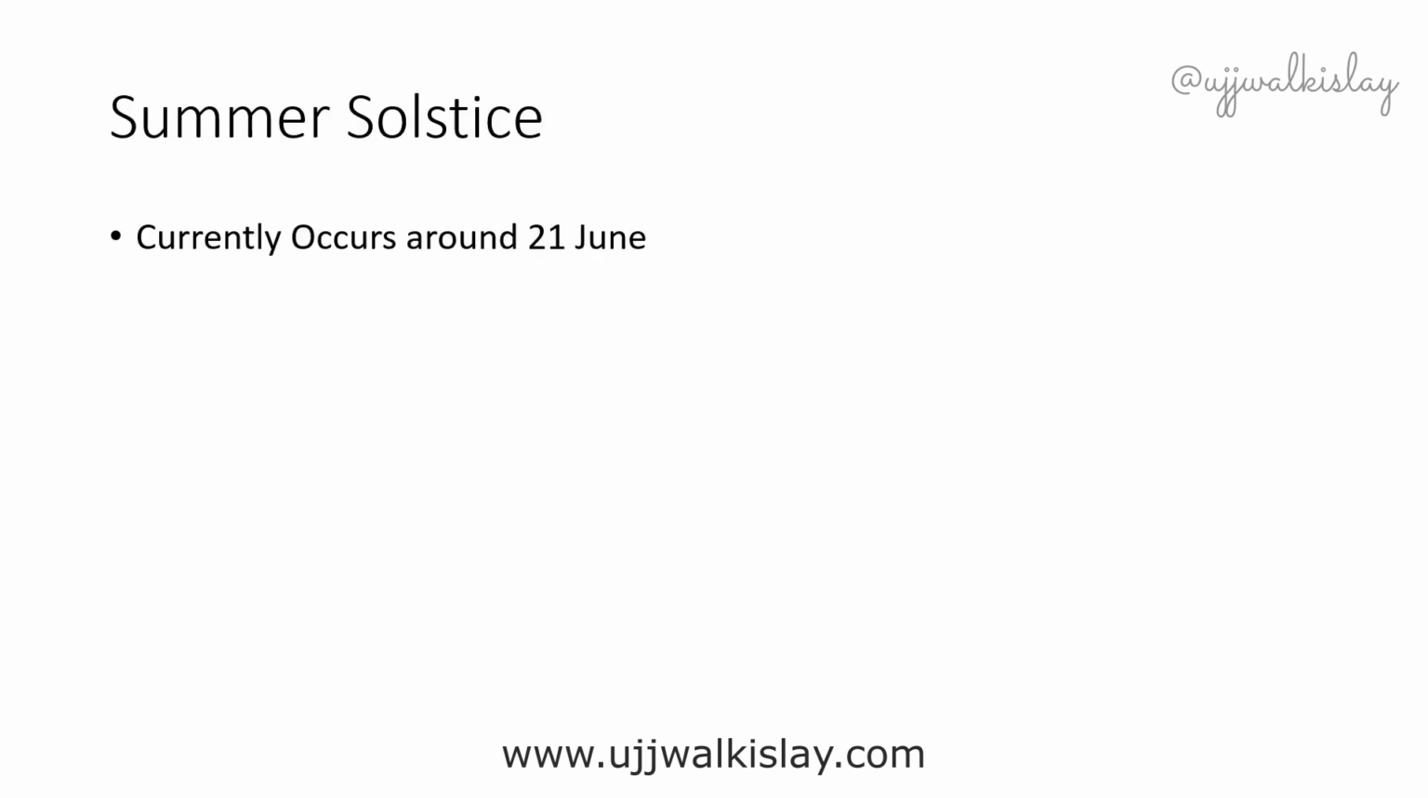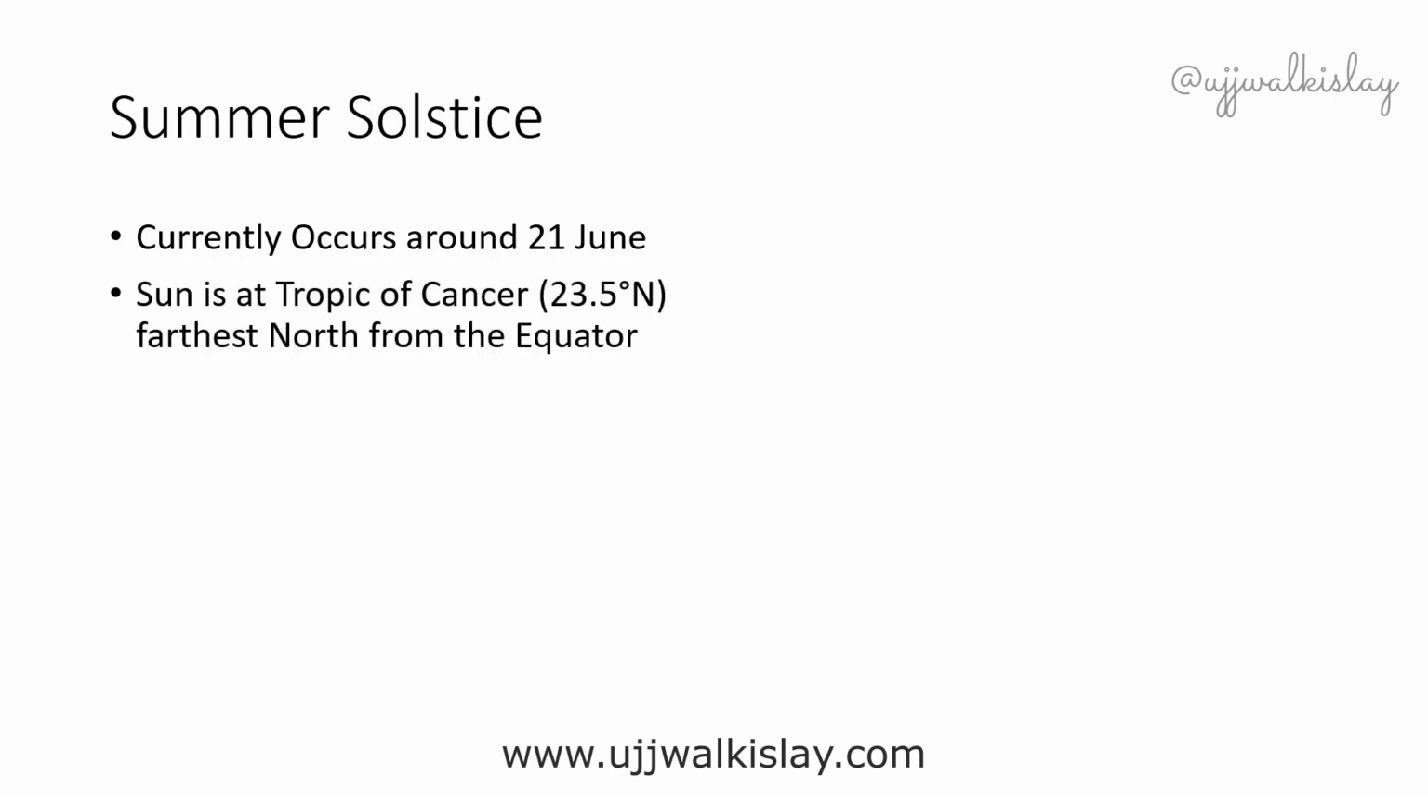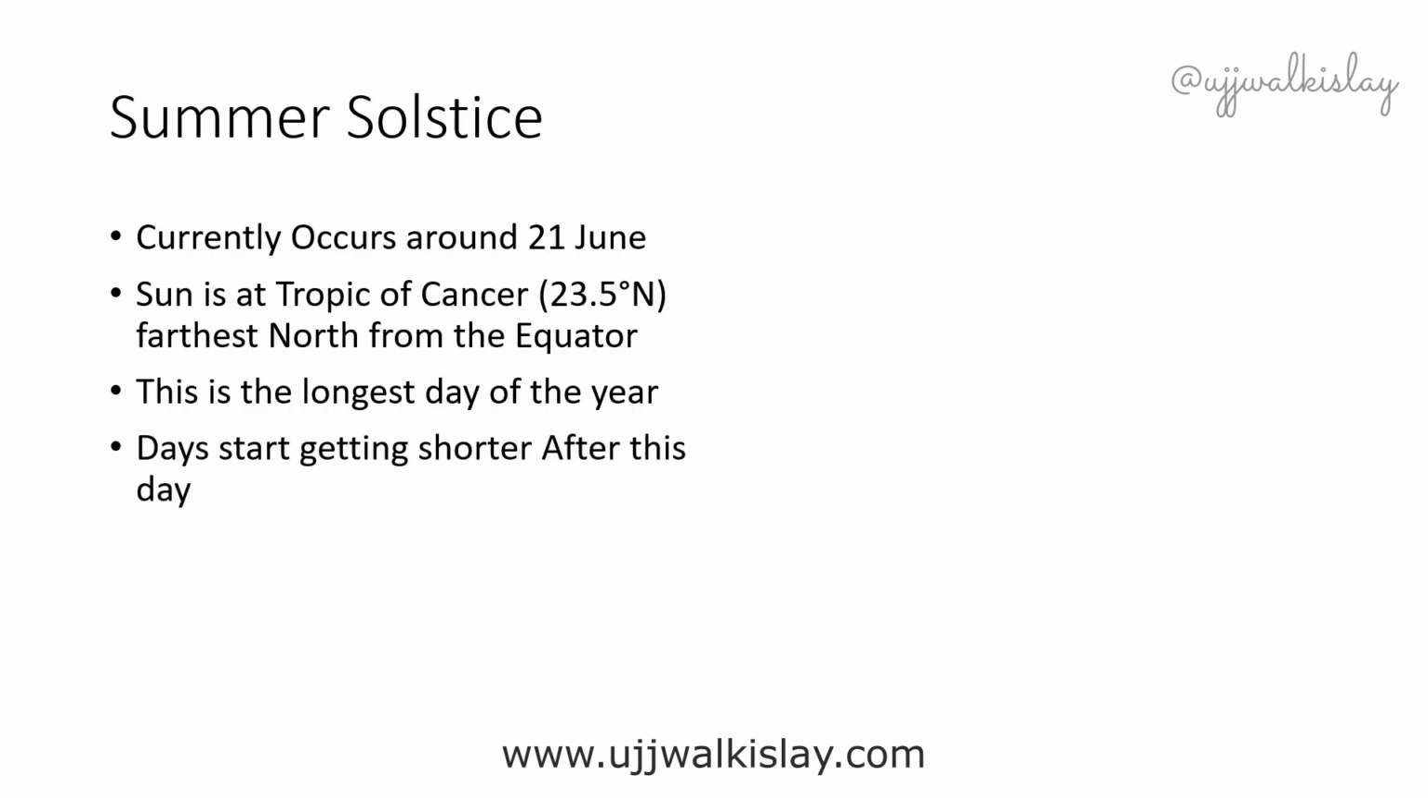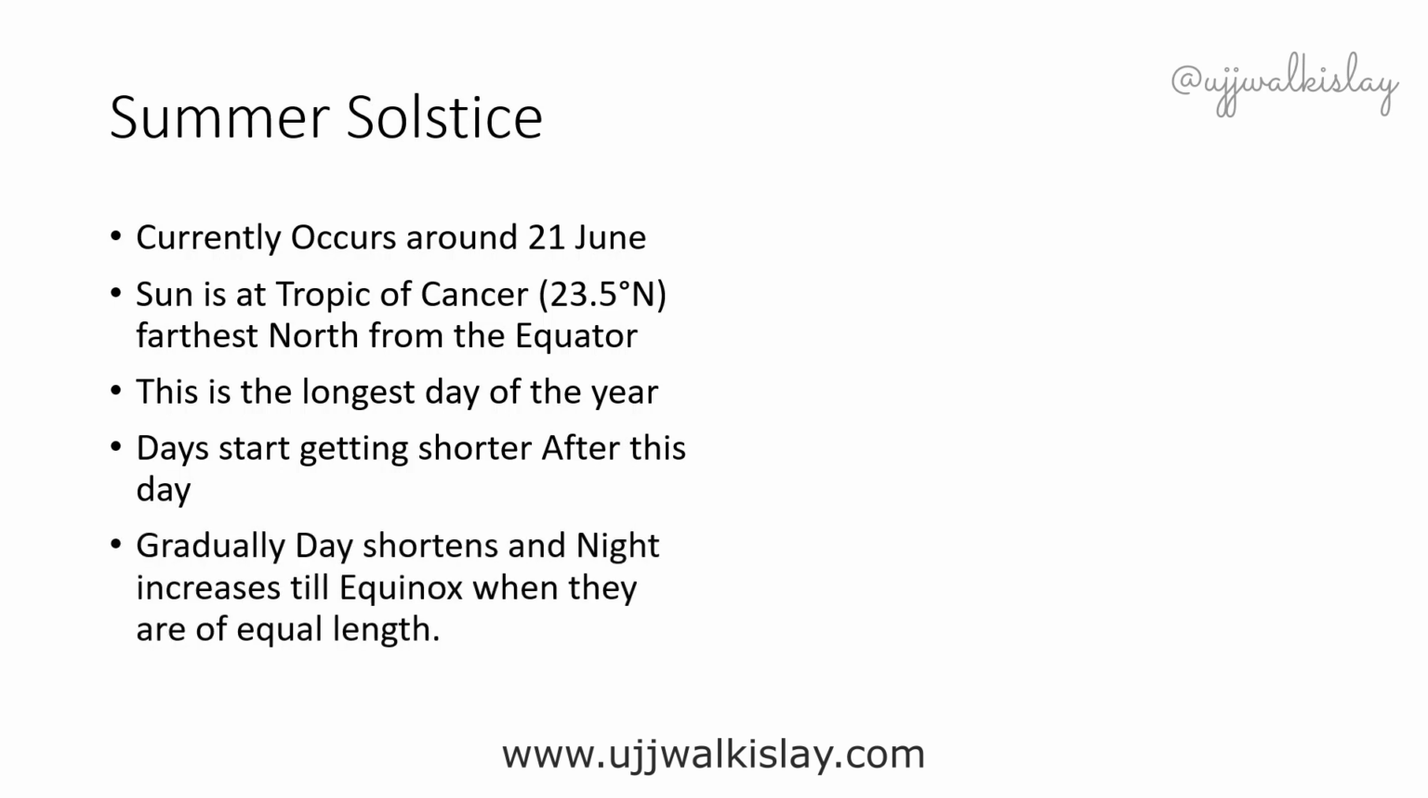Summer solstice. Currently, every year, summer solstice occurs around 21st of June. On this day, the sun is at the Tropic of Cancer, farthest north from the equator. This is the longest day of the year. Since this is the longest day of the year, hereafter the length of day starts declining. Gradually the day shortens and the night increases till equinox when they are of equal length.